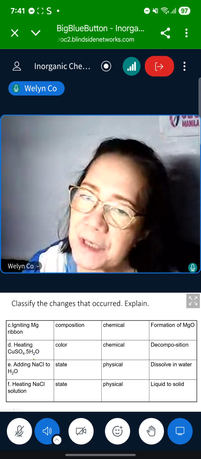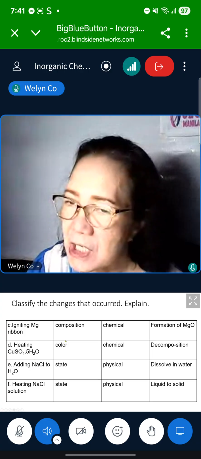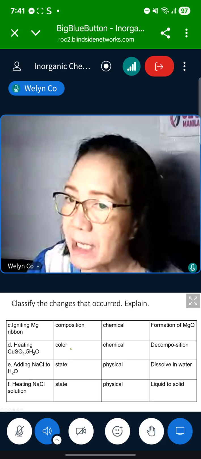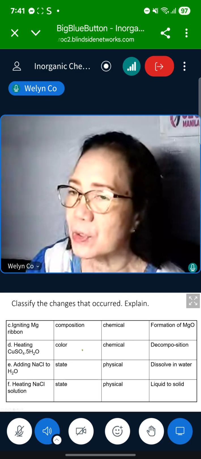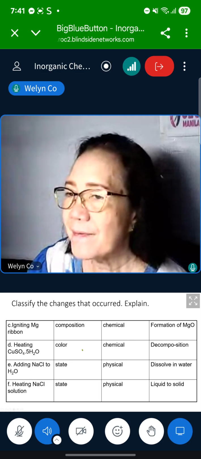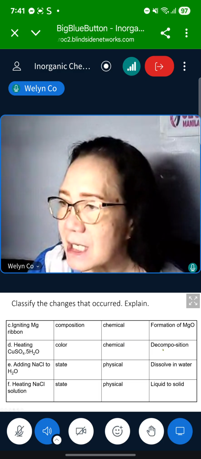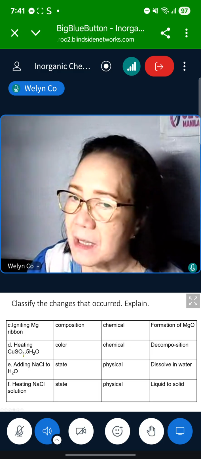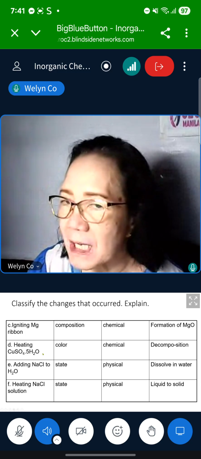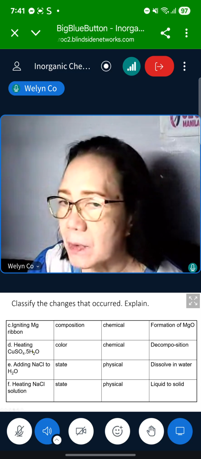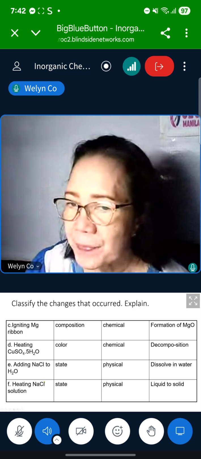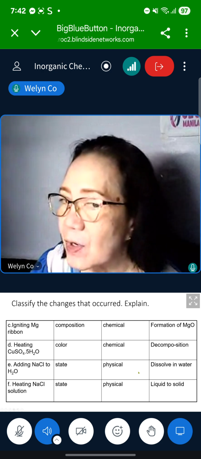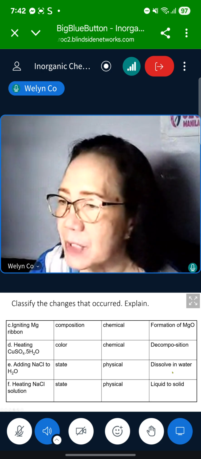Then heating of copper sulfate, the change that has been observed is the color, from blue to gray or white, white crystal. Then it is a chemical change. There is the decomposition reaction. Copper sulfate, kumbaga, hydrated, it is with your 5 moles of water. Adding sodium chloride to water, it's still physical. Only your sodium chloride dissolved in water.